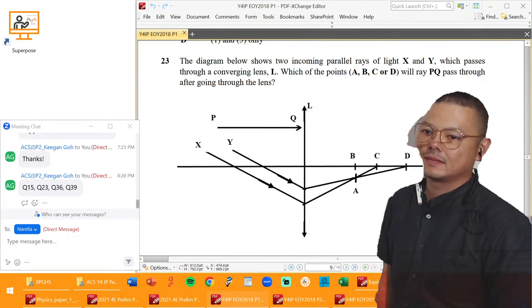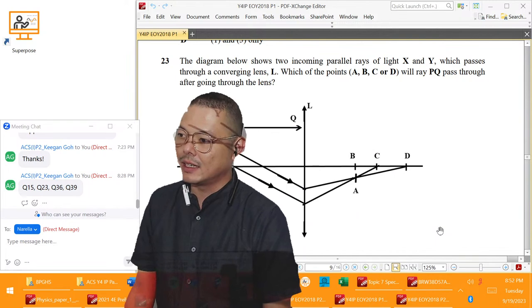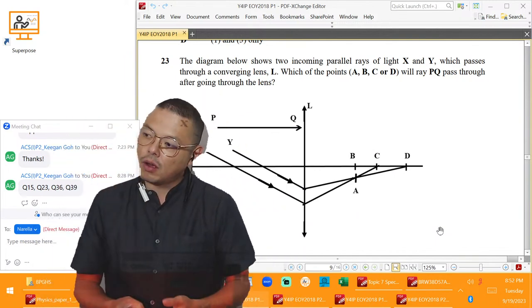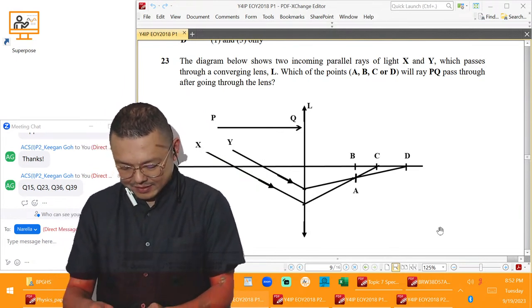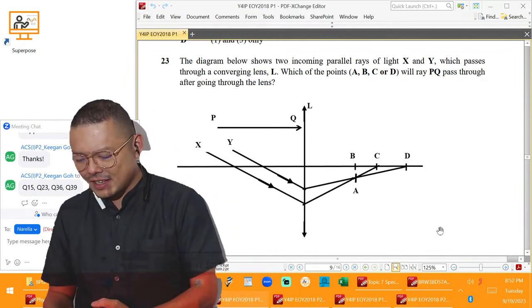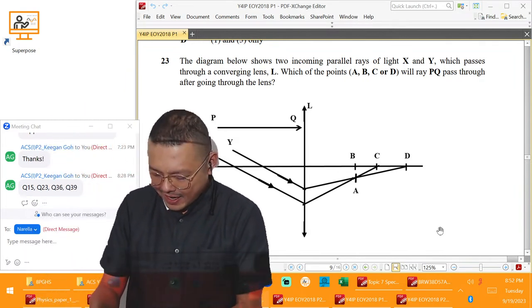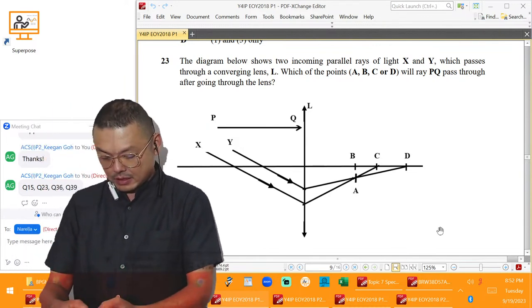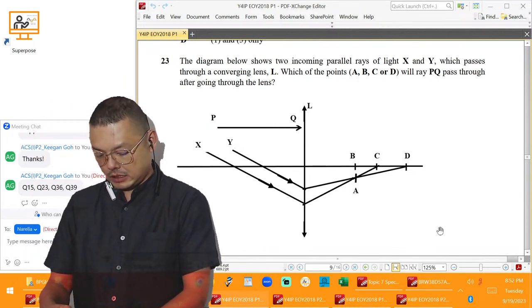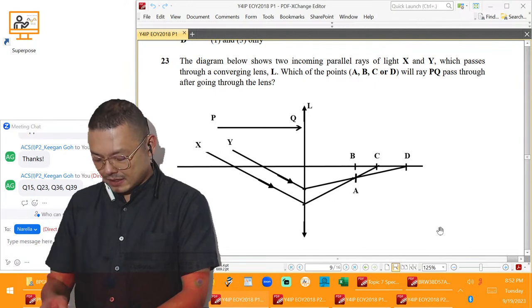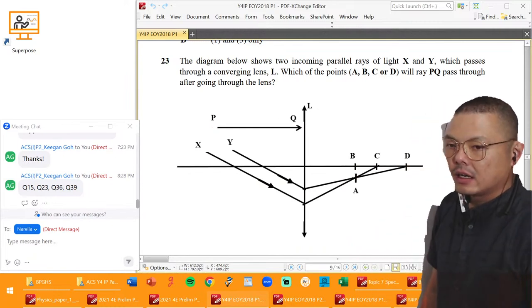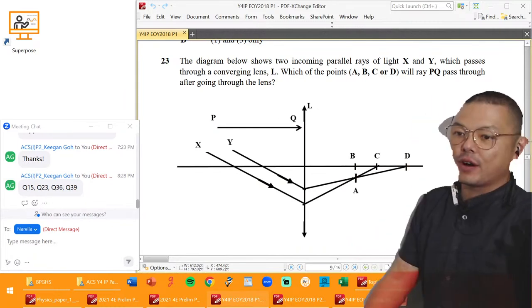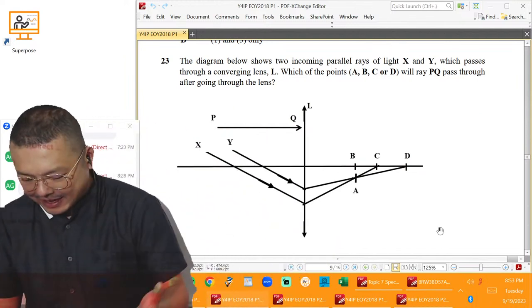You all don't remember. Then how? Object at infinity. Where's your image? Where is your image? Lens. Is it? It's not on the left side. Okay. Firstly, object at infinity, image at F. You all completely forgot the entire sequence.